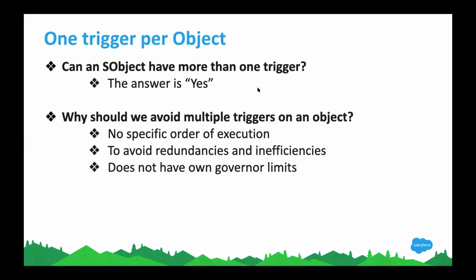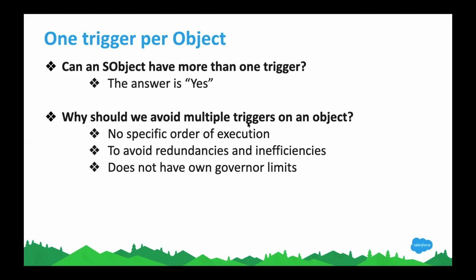And one trigger per object. So you know what a trigger is, right? Whenever an object has a trigger, the event can be insert, update, delete, etc. Let's ask, can we have more than one trigger in an object? The answer is yes. Okay, we can have more than one trigger. So why should we avoid multiple triggers in an object is the question, right?